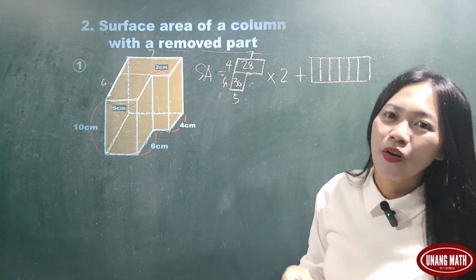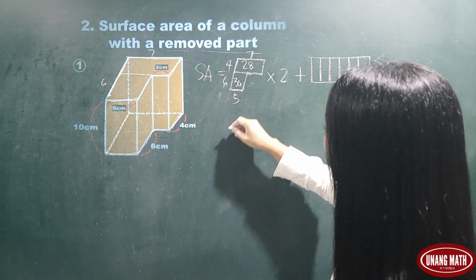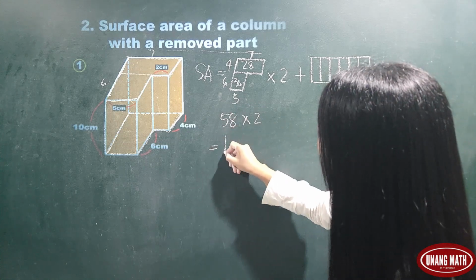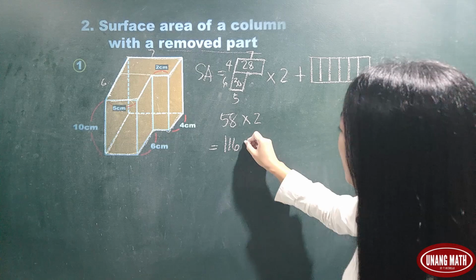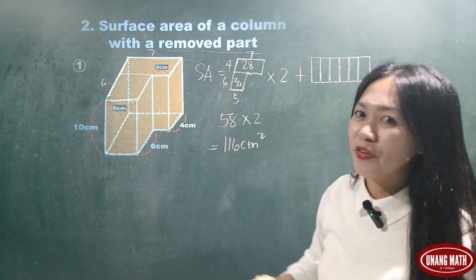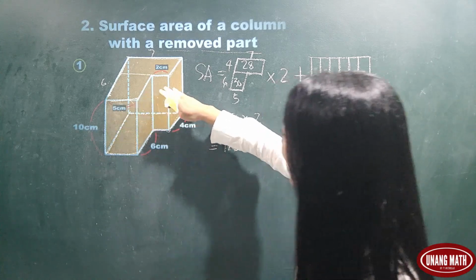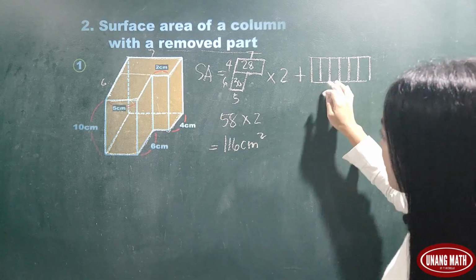So the area of one base is 30 plus 28, so it's 58. So 58 times 2 is equal to 116. So 116 square centimeters for both bases. What about for the lateral faces?